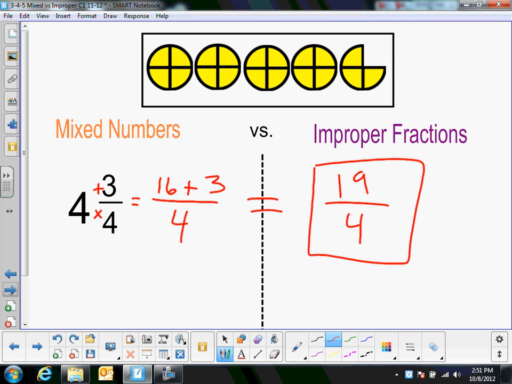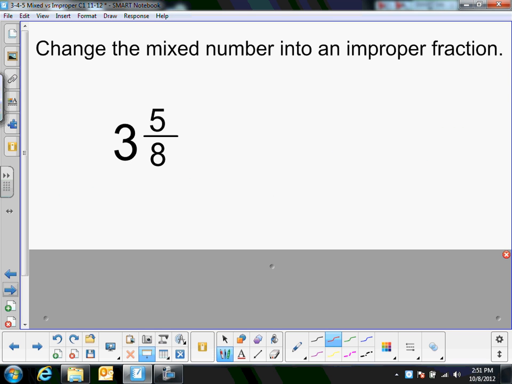Just to prove that 4 3/4 equals 19/4, you can look at my picture, and these are all quarters. There's 1, 2, 3, 4, 5, 6, 7, 8, 9, 10, 11, 12, 13, 14, 15, 16, 17, 18, 19 fourths, which is the same thing as 4 wholes and 3/4. Now you won't always get a lovely picture. In fact, you'll really never have a picture to use. So most instructions will say something like change the mixed number into an improper fraction.